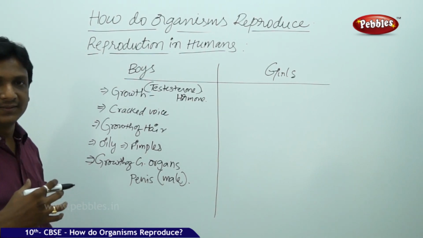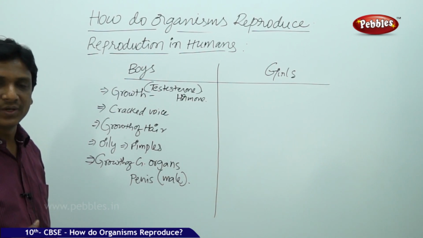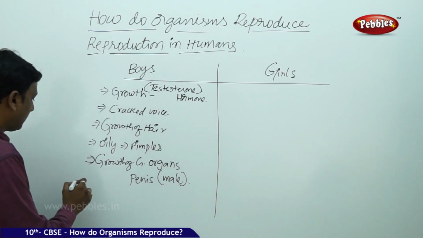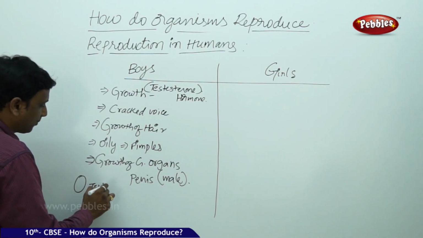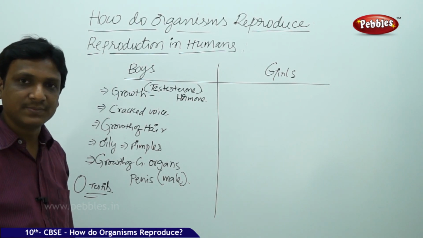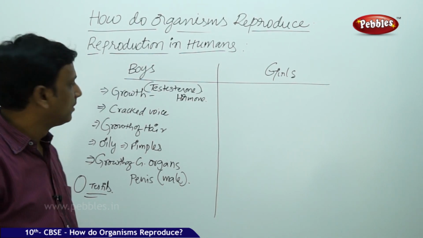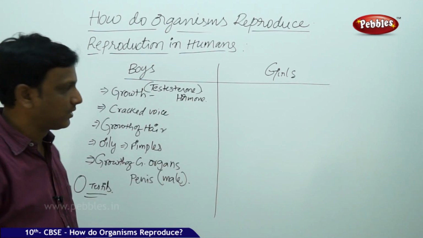So here these are the physical changes. Internally what happens, that is, in the reproductive organ called the testis, the production of reproductive cells, germ cells, takes place in the testis. That is also due to the influence of testosterone, the germ cells are produced. Okay, we'll discuss it later.